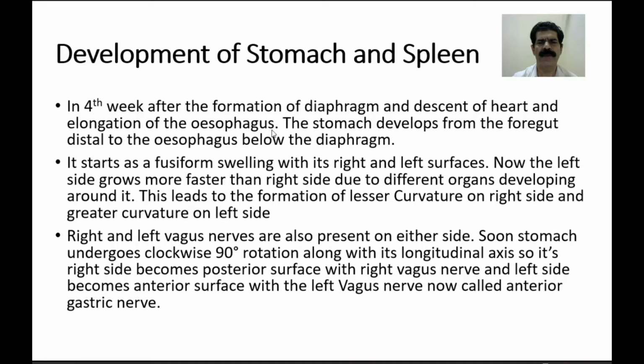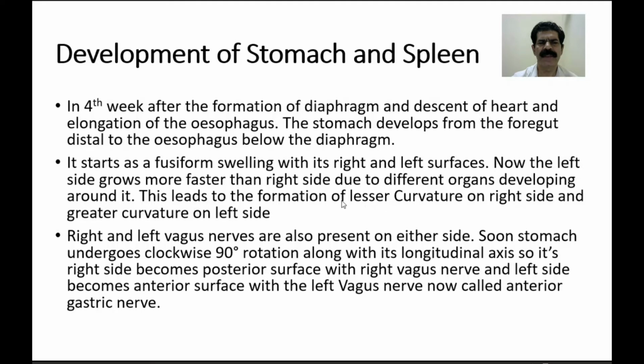So it is derived from the foregut, and the stomach will develop from that part of the foregut which is below the diaphragm. Above the diaphragm, the foregut will give rise to the esophagus, and the part of the foregut which has now come below the diaphragm will give rise to the stomach. This stomach develops as a fusiform swelling from the foregut part below the diaphragm, and it has two surfaces, right and left.